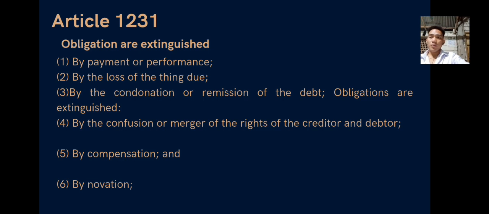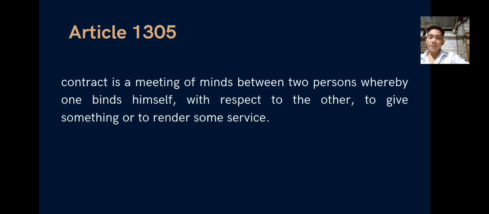In Article 1231, obligations are extinguished by payment or performance, by the loss of the thing due, by the condonation or remission of the debt, by the confusion or merger of the rights of creditor and debtor, by compensation, and by novation. In Article 1305, a contract is a meeting of minds between two persons whereby one binds himself with respect to the other to give something or to render some service.